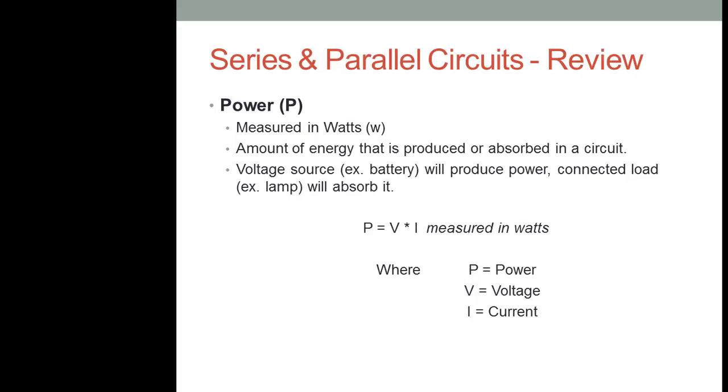The fourth measurement that we used in Joule's law was power, and we represent that with a capital P in the equation. It's measured in watts, shown with a capital W, and power is the amount of energy that is produced or absorbed in a circuit. So, for example, we can produce the energy, and then anything that's in the circuit is going to absorb the energy. So a lamp or resistor is going to actually absorb that power. We have a voltage source, like the battery, and then we have a lamp which is going to absorb it. So again, Joule's law is power equals volts times current.